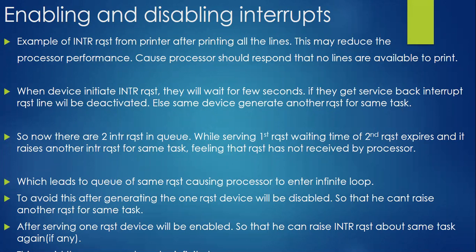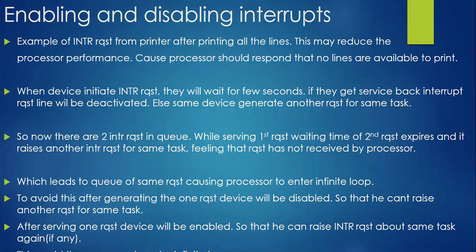So what it will do, if it is ready to print the content, it will just raise an interrupt request towards the processor that okay, send some information so that I can print it. Now what the processor should do is respond to that printer that I am not available with any kind of information to get printed. So this communication back from the processor to the printer will trouble the performance of the procedure.